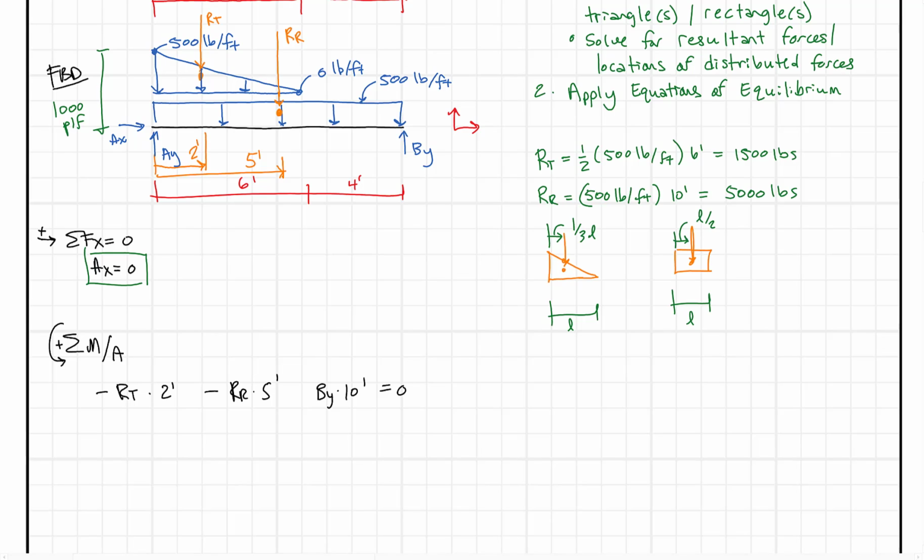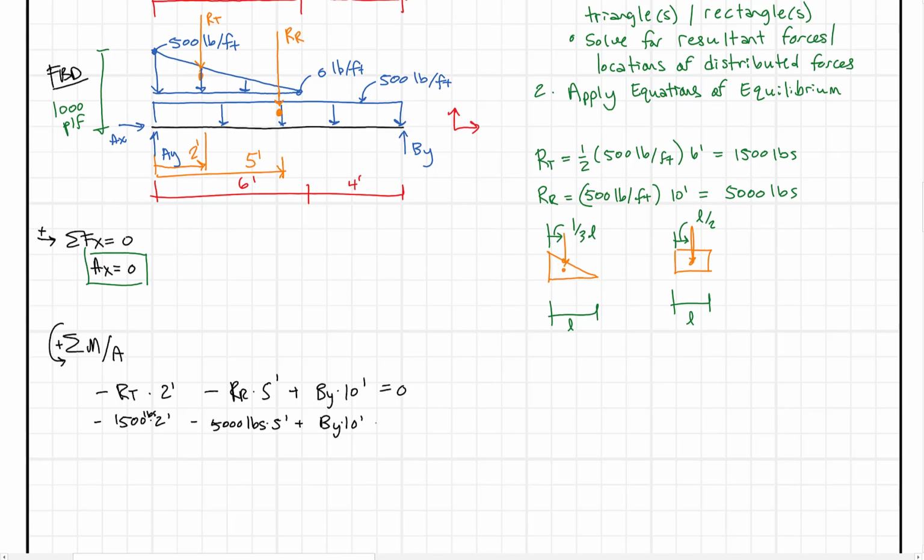And BY, again, we can do this with BY, but BY is going to be causing rotation. If you hold your pen at point A and rotate this thing, it's going to be causing rotation in a counterclockwise fashion, and that is going to be consistent with our sign convention, so that's a positive. So this is good. So now we just need to substitute in minus 1,500 pounds times 2 feet, minus, what do we have? 5,000 pounds times 5 feet plus BY times 10.